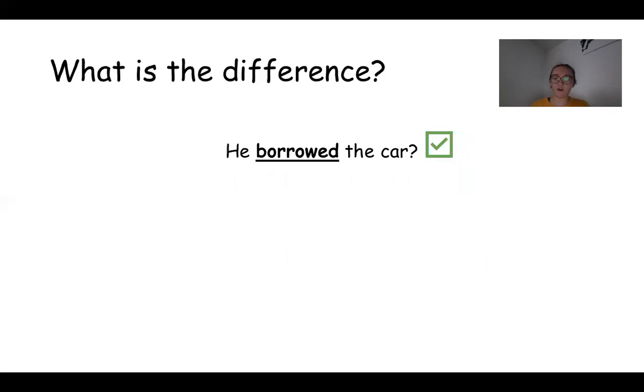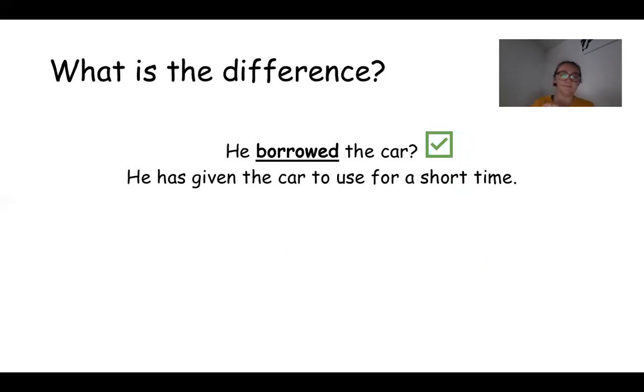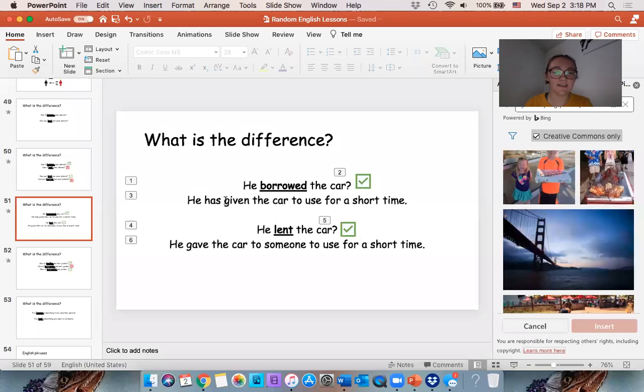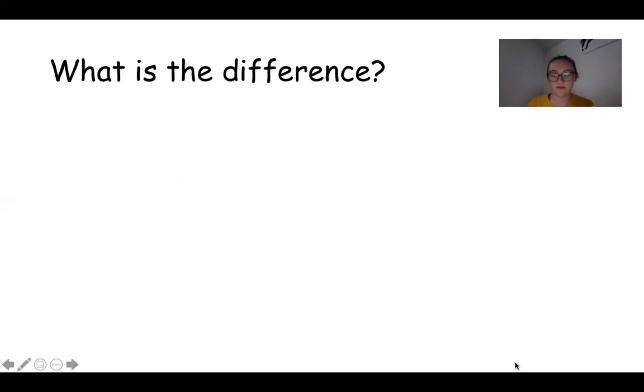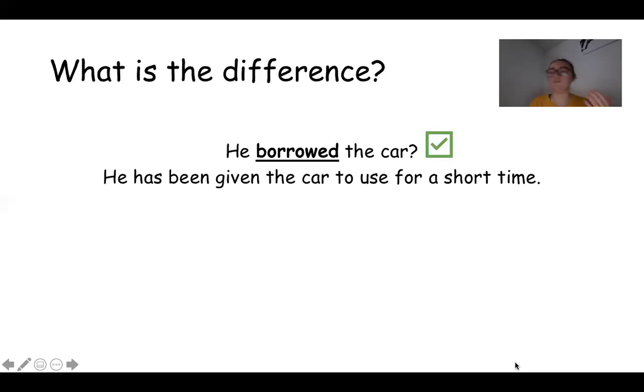So he borrowed the car. That's correct. He borrowed the car means he has been given the car to use for a short time. We've kind of talked about this verb tense. It's kind of confusing. He has been given the car to use for a short time. So that means he borrowed the car, he took the car, right? He lent the car.